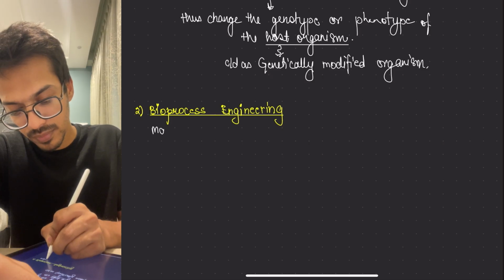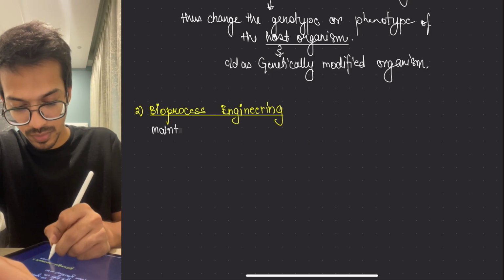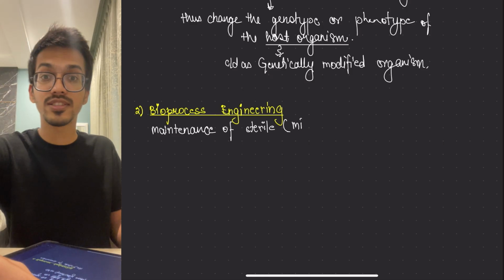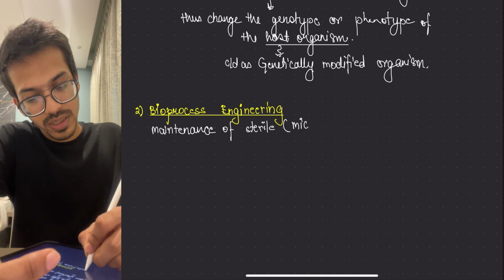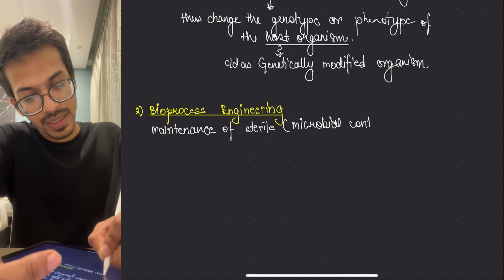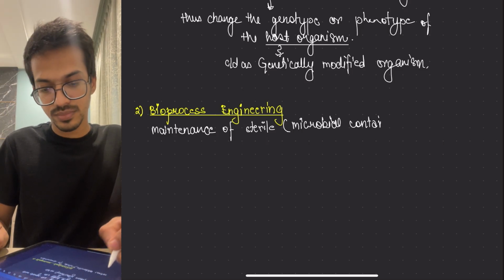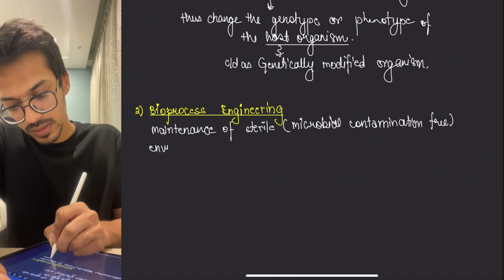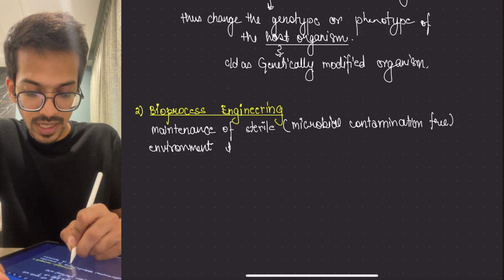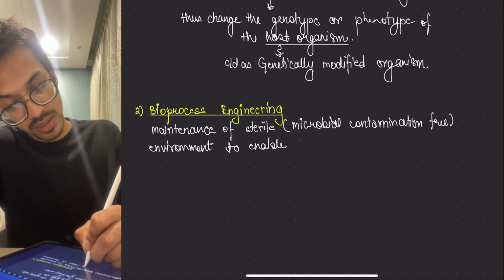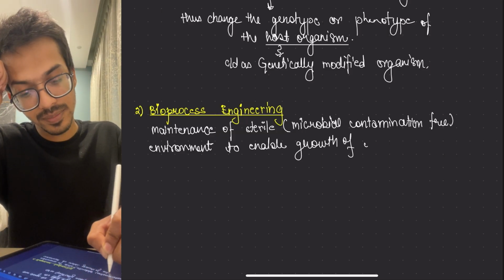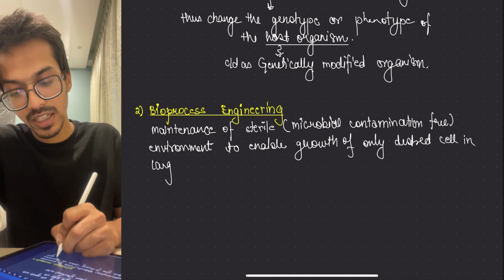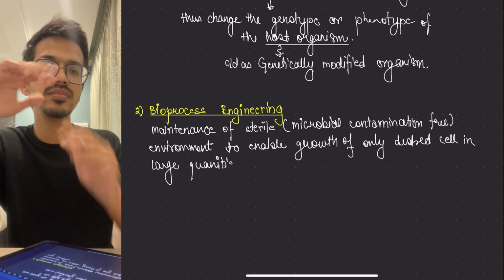So in this, what happens is the maintenance of sterile, microbial contamination-free environment to enable growth of only the desired cell in large quantity, because that is what is going to make our product of interest. Sterile means microbial free; it is not that sterile that you can't reproduce. That's it.